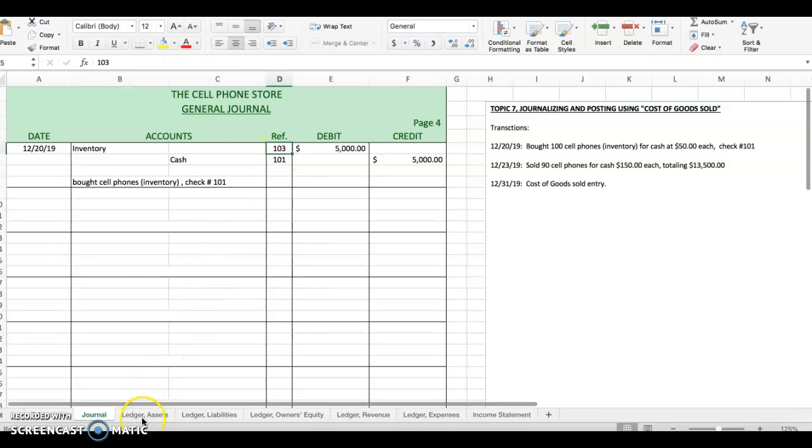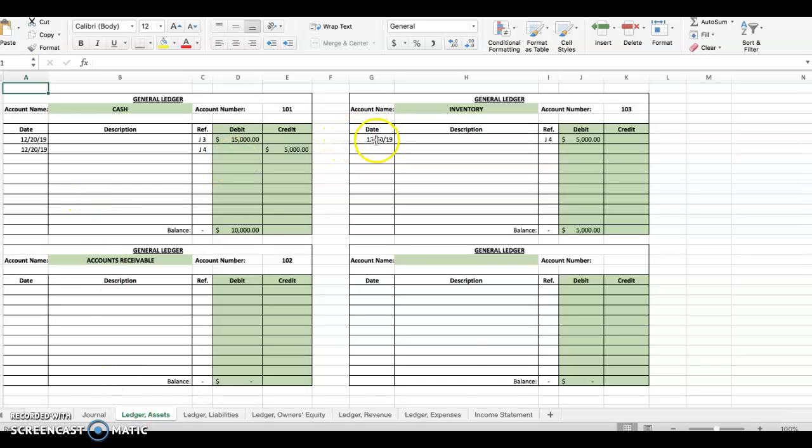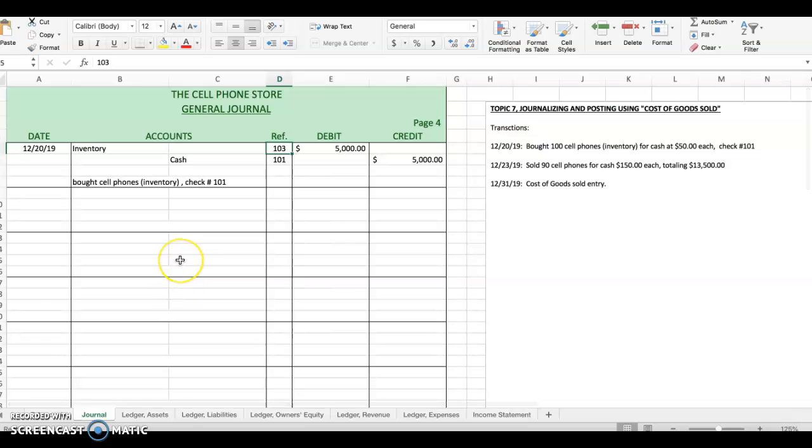Let's go to the ledger. Let's go to the asset section. And the debit was to inventory, and the date we used was 12/20, and came from journal page 4. And inventory now goes up by 5,000. So the balance is 5,000. We bought 100 cell phones at $50 a piece. So our inventory is valued at 5,000 because that's what we paid for that inventory. Cash goes down. Cash account is credited by 5,000, so the balance goes down as well. And then we put the account numbers back into the journal. So that's very simple.